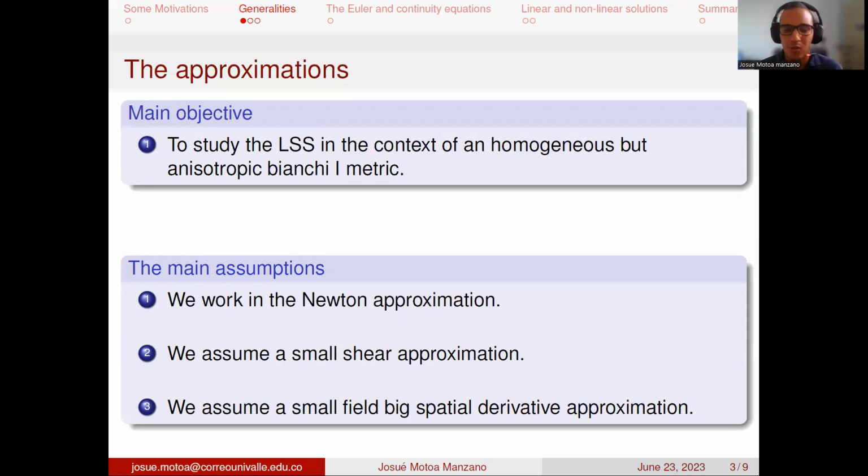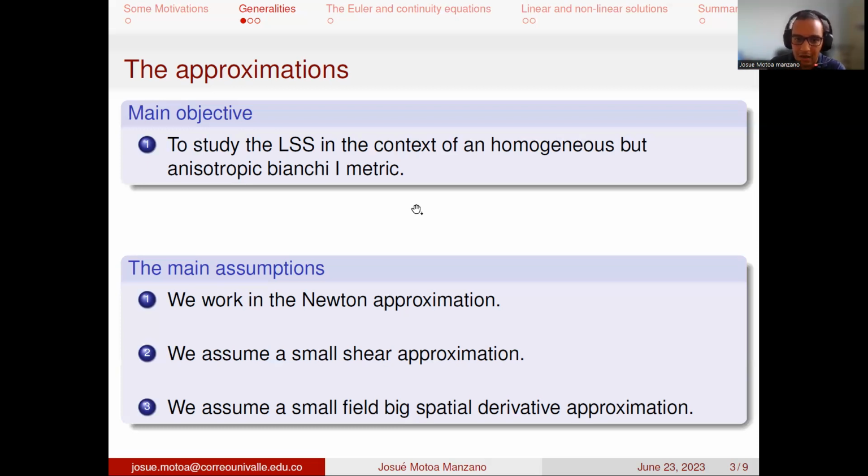To do so, we use the Bianchi I metric, and we make some assumptions to do the computations. The first one is the Newtonian approximation, because we are dealing with small peculiar velocities compared to the speed of light. Then we also make a small shear approximation because the observational data states that the universe is quite isotropic, but we want to test if maybe there is a degree of anisotropy. And the final assumption is that the fields, the perturbations, are small, but the derivatives are large.